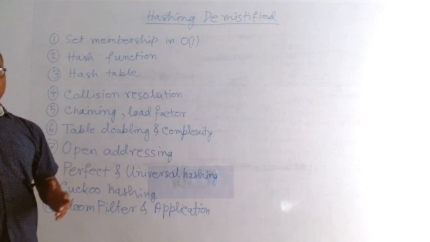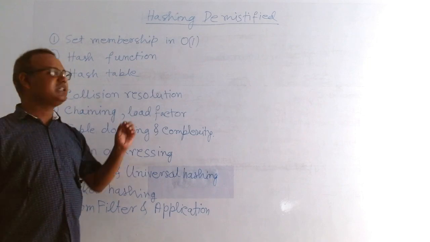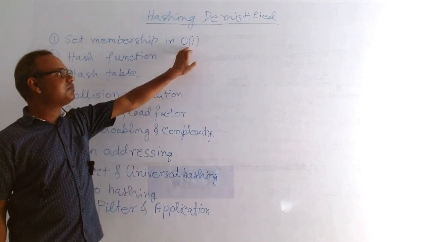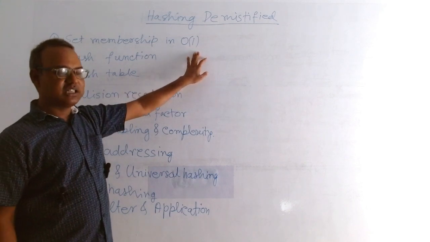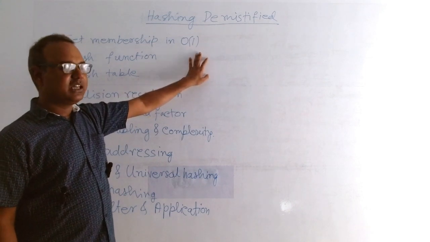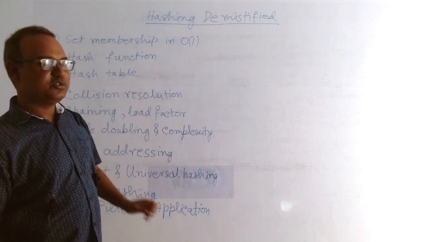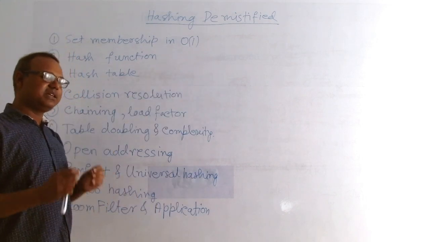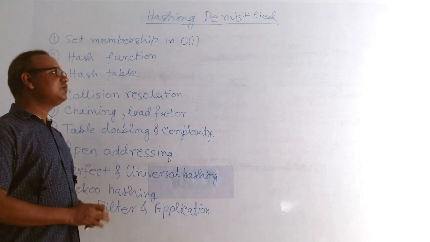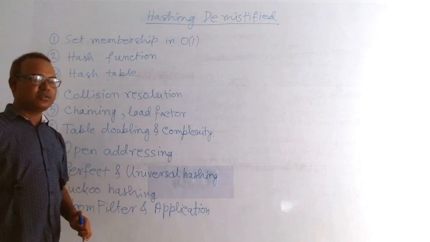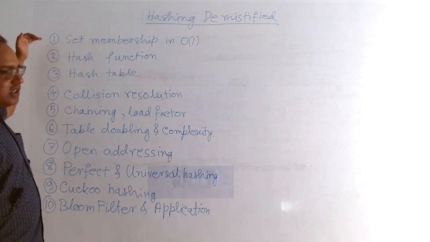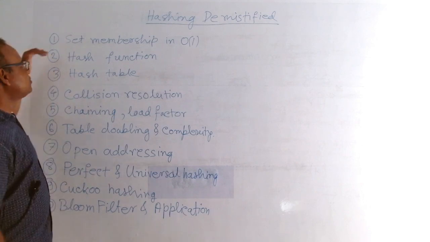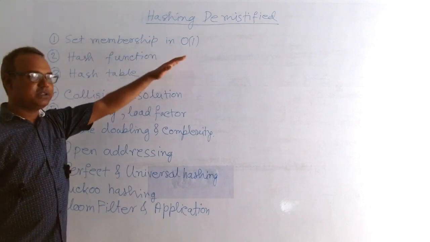We have some more data structures like skip list, which provides us a probabilistic guarantee of order of log n. But hashing is unique. It can give us order of one complexity, meaning we can have constant time search if we can handle it properly. If we choose the hash function and maintain the hash table wisely, we can easily achieve order of one search.